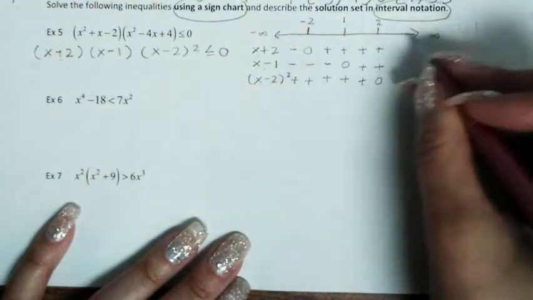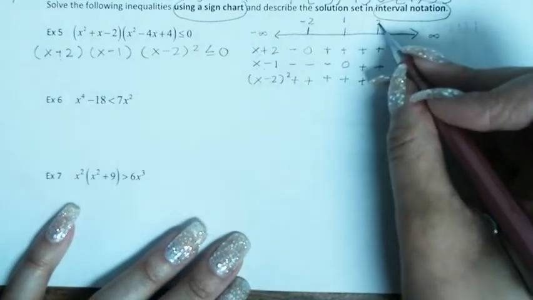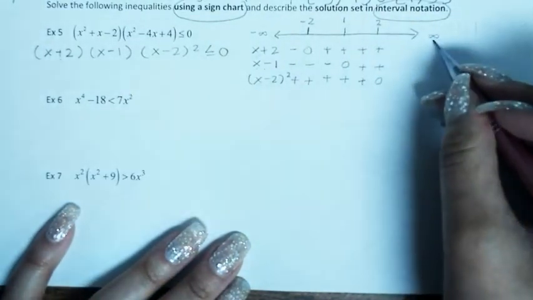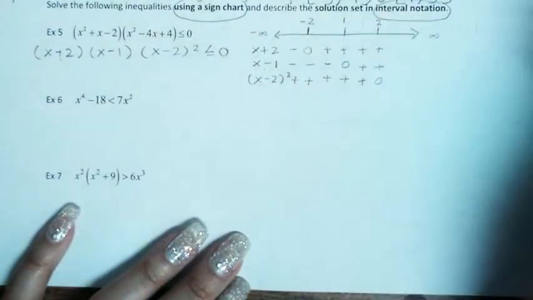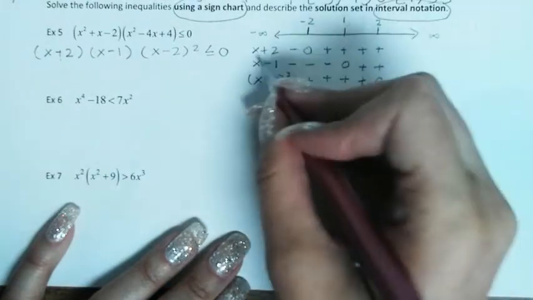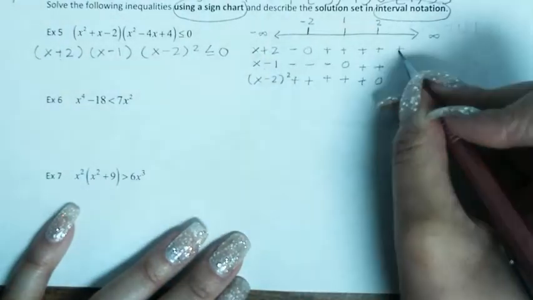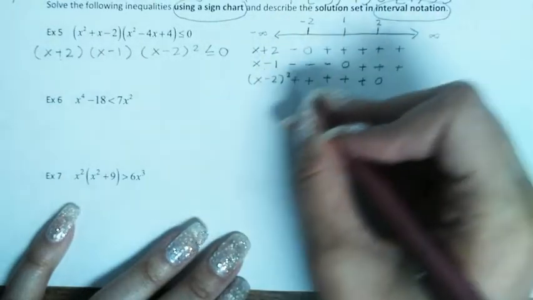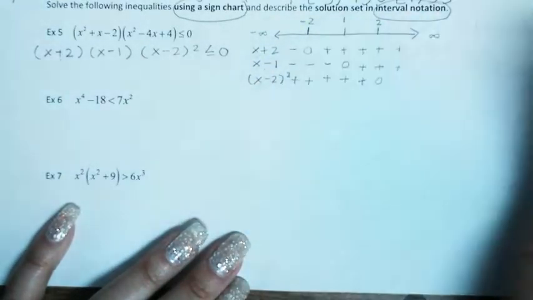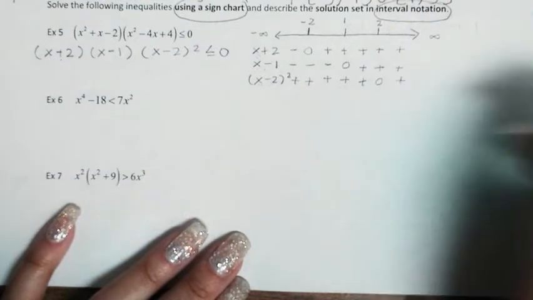Okay. Similarly, I'm going to plug a number in between 2 and positive infinity. You can plug anything. It could be 10, 100, or simply 3. I'm going to plug 3. 3 plus 2 is 5, which is positive. 3 minus 1 is going to be 2, which is positive. 3 minus 2 is positive. Squared is even more positive, so you have that.